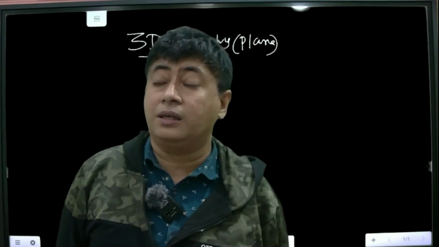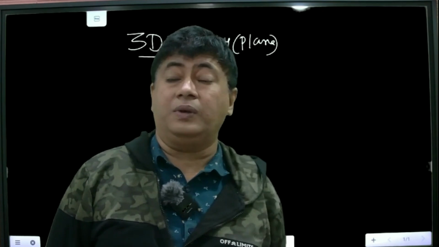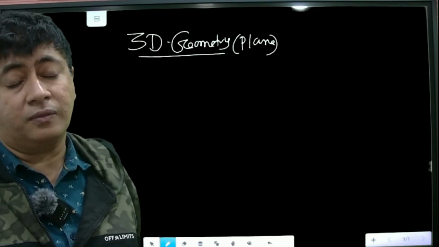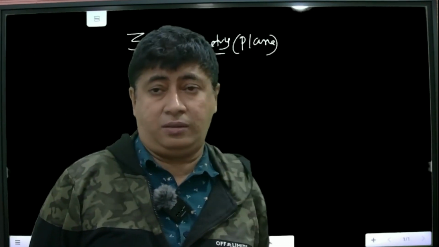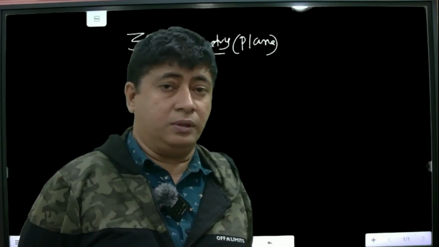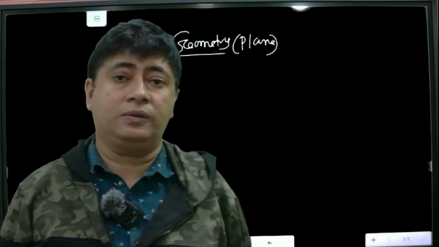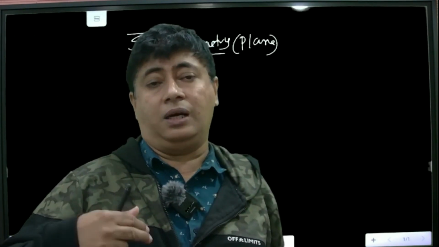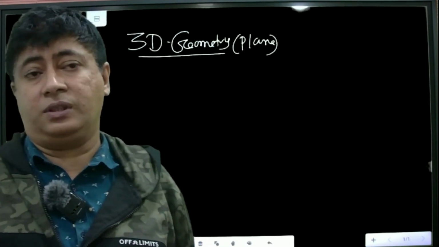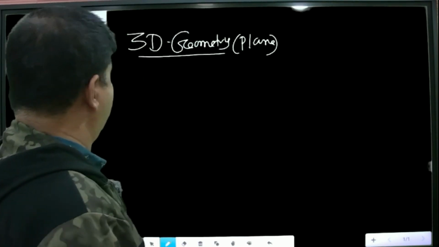In last class, what did we leave? We terminated straight line in space related to 3D geometry. Now, the continuation will be on straight line to plane.